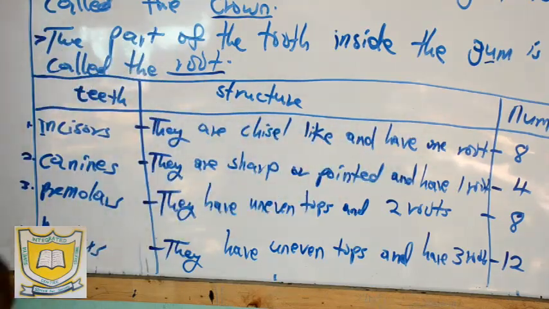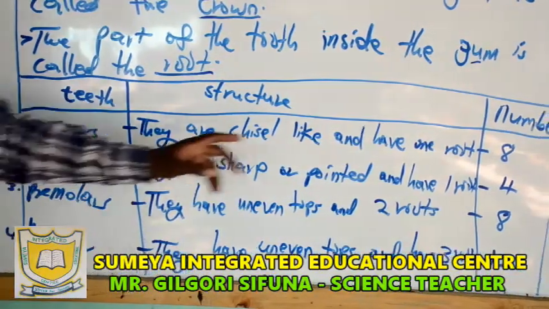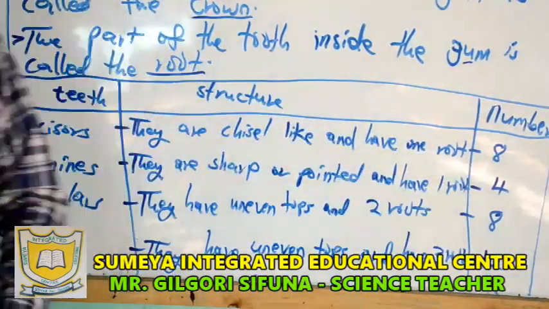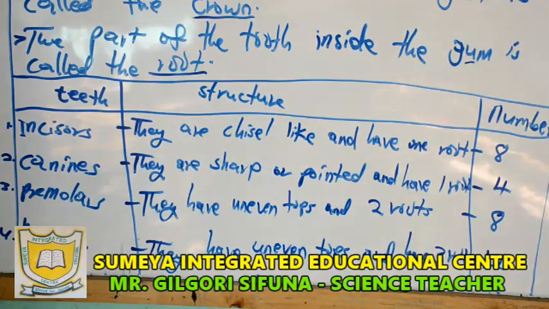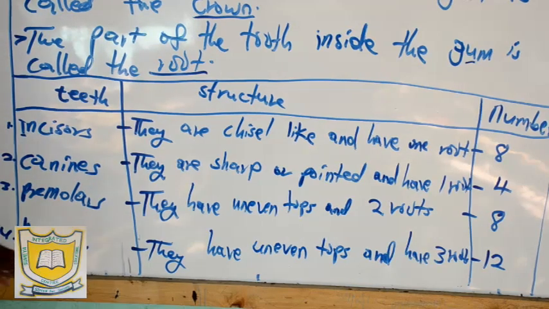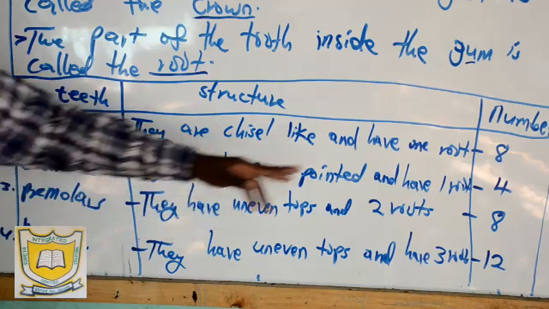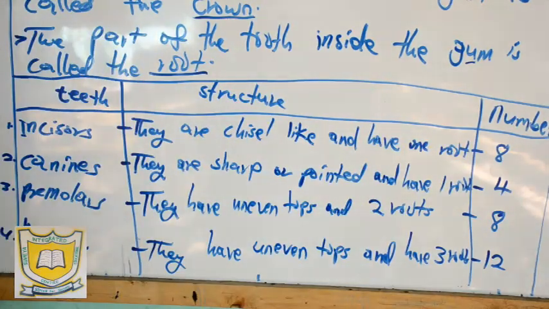What about the number? How many incisors should someone have? We say that incisors are 8 in number. So when you count on the upper, we have 4 incisors, and on the lower jaw we have 4 incisors, making a total of 8 incisors teeth.